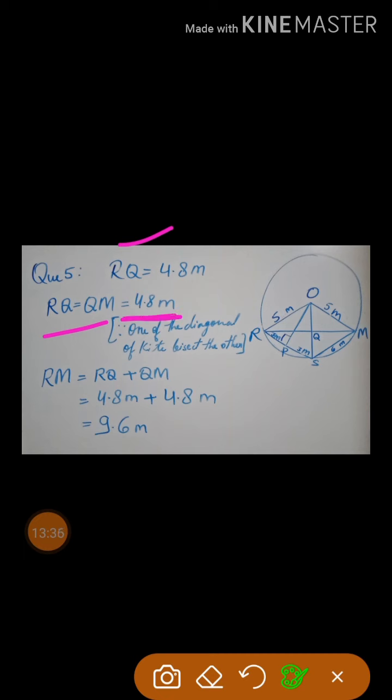So we were finding the distance between Reshma and Mandeep. So Reshma Mandeep distance means RM. So RM is equal to RQ plus QM. We have already found RQ and QM as 4.8 meter. So we will write here 4.8 meter plus 4.8 meter, that will be equal to 9.6 meter. This is our required answer.